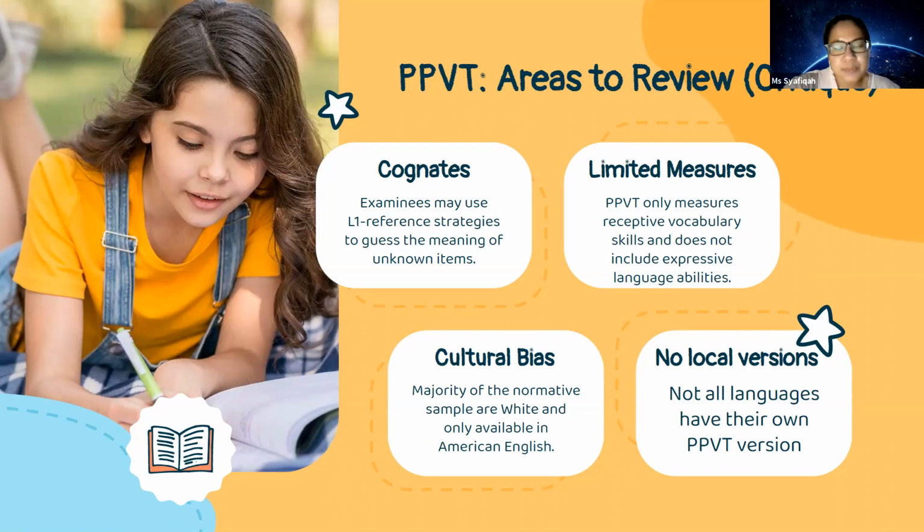The second one, limited measures: it's known that the PPVT only measures receptive vocabulary skills and does not include expressive language abilities. For cultural bias, the majority of the normative sample for the PPVT are white, and we all know that the PPVT is only available in American English and no other English versions are available. And of course, there are not many local versions.